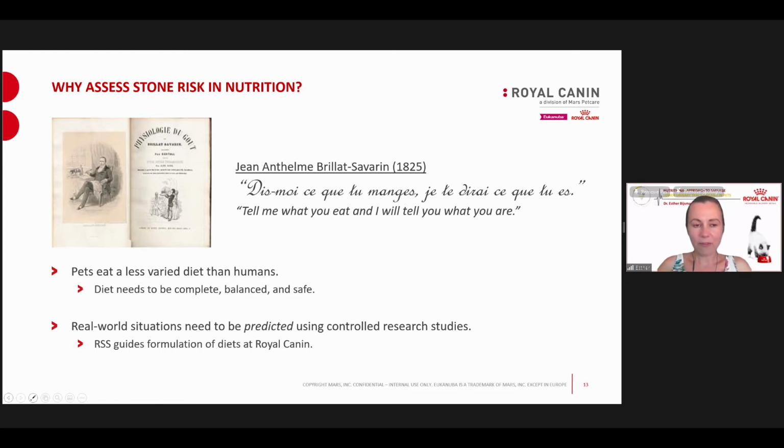Pets eat the same food day in, day out. It's not varied at all like it is in humans. And we can sometimes have the occasional McDonald's or the occasional Haribo sweets. Pets, they eat a less varied diet, and they cannot afford for this diet to not be complete, to not be balanced, and to not be safe. We need to ensure, as pet food companies, the diets are complete, balanced, and safe. And we try to predict the real world situation in these pets and what effect this diet has on them using controlled research studies. And relative supersaturation of the urine guides the formulation of all the diets at Royal Canin.